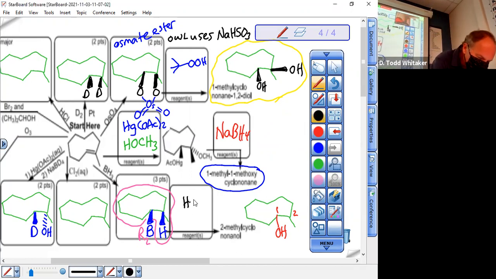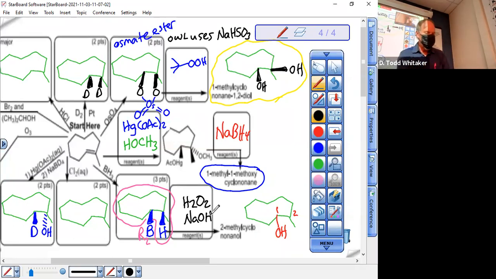H2O2 and NaOH is a good choice. You could write OH negative here, I don't care. You can leave out spectators anytime you want. That's the oxidation step, isn't it? Gets rid of boron and puts an OH in its place. And hey, I didn't even need to draw this molecule in the end, did I?